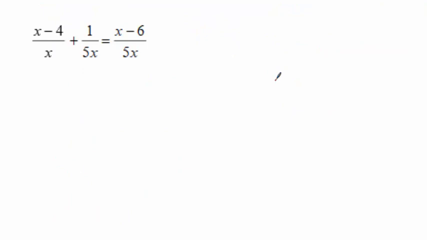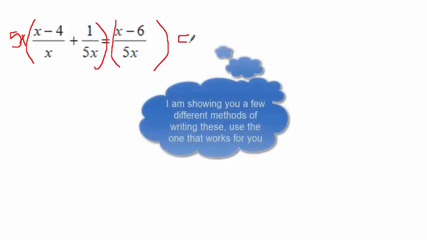Okay, again, I'm looking for my least common denominator. I've got an x goes into 5x, 5x goes into 5x. So my least common denominator, the thing that I'm going to multiply everything by, is 5x. So I can either write this one whole thing with the entire equation inside it. I also can write it with the parentheses, one for each side. Both of those ways are perfectly okay.